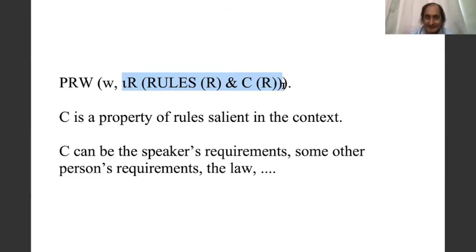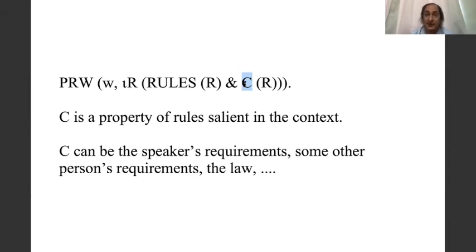And what is this? Well, this is what we use to interpret definite descriptions in the last chapter. It's iota R, which is going to refer to R, whatever R is going to be, in this case, if there's exactly one thing that satisfies this. It's got to be a set of rules, and it's got to have some property C. C is going to be taken from the context.